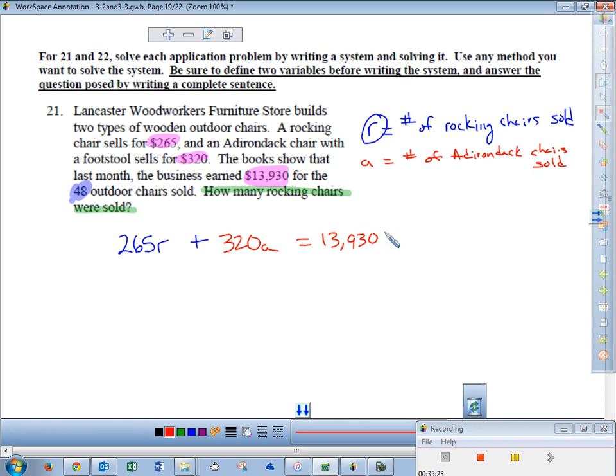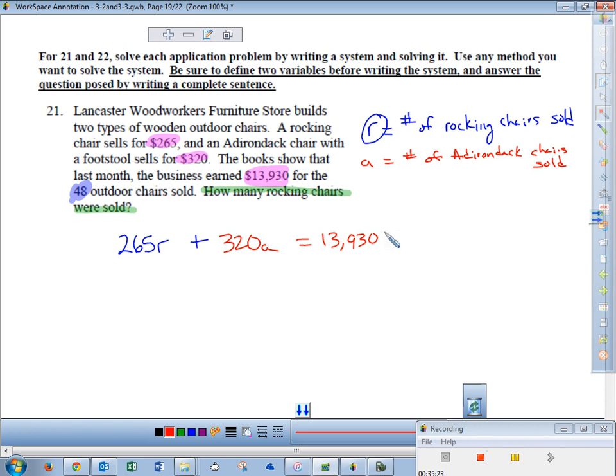Now here's why a system is important. How many variables are in this equation? 2. I can't solve for R without having an A in the answer, right? I've got two different variables. What would be cool is if I could write an entire second equation with the same variables in it, then I could solve a system and figure things out.